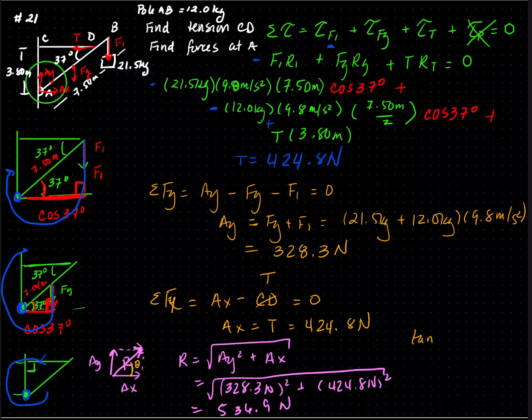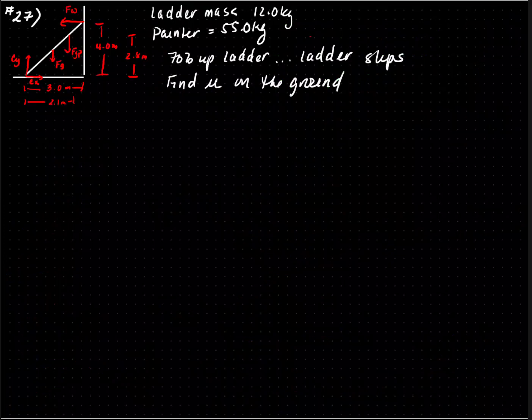So tangent theta is opposite over adjacent, which is Ay over Ax, which is equal to 328.3 newtons divided by 424.8 newtons. So theta equals 37.7 degrees. This is problem 27 in your textbook, chapter 9.